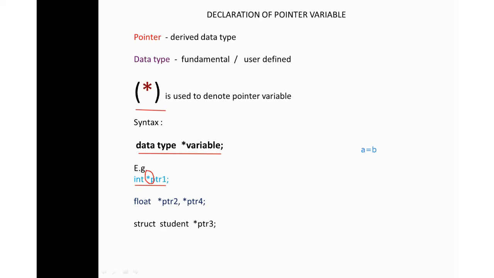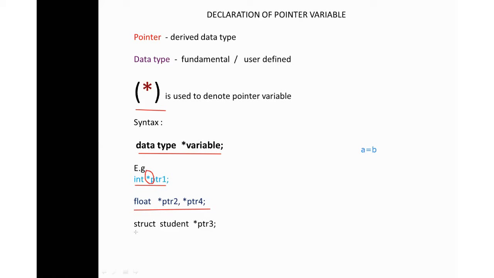Now look at the second example. In your second example, you have float star PTR2, comma, star PTR4, simultaneously, separated by the comma operator. You can have two or more pointer variables declared together. Okay.